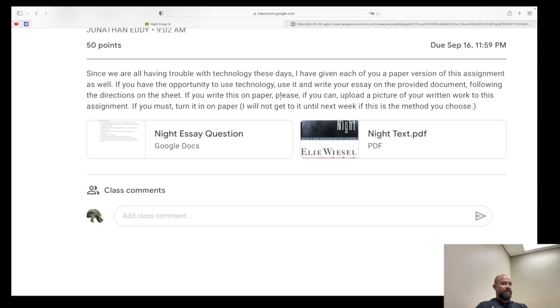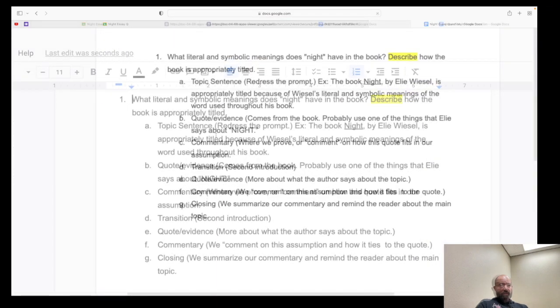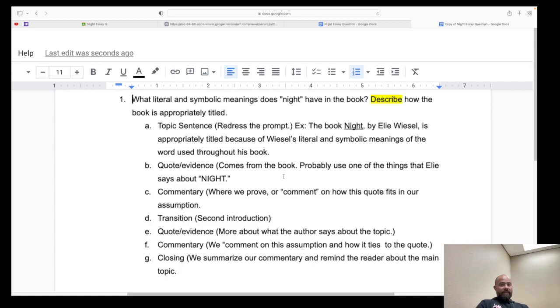If you must turn it in on paper, I'm not going to get it until next week, so I won't get that immediately unless you turn it in online. If not, you'll just be sitting there waiting on pins and needles until next week when I get it on Monday. But I've already got this PDF open. I already downloaded it. I've got it on a different screen. Okay, the essay question is here. So this is my essay.